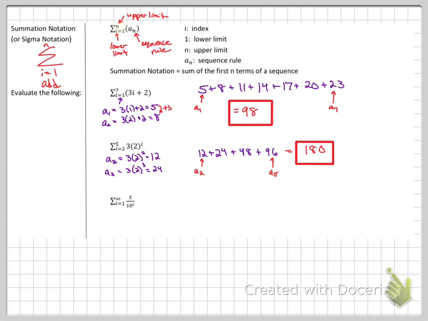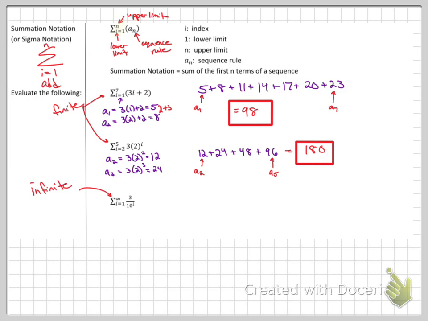These are both finite because the upper limit has a stopping point. These are finite sums. Notice that the last one has an infinity for the top because it's an infinite sum.